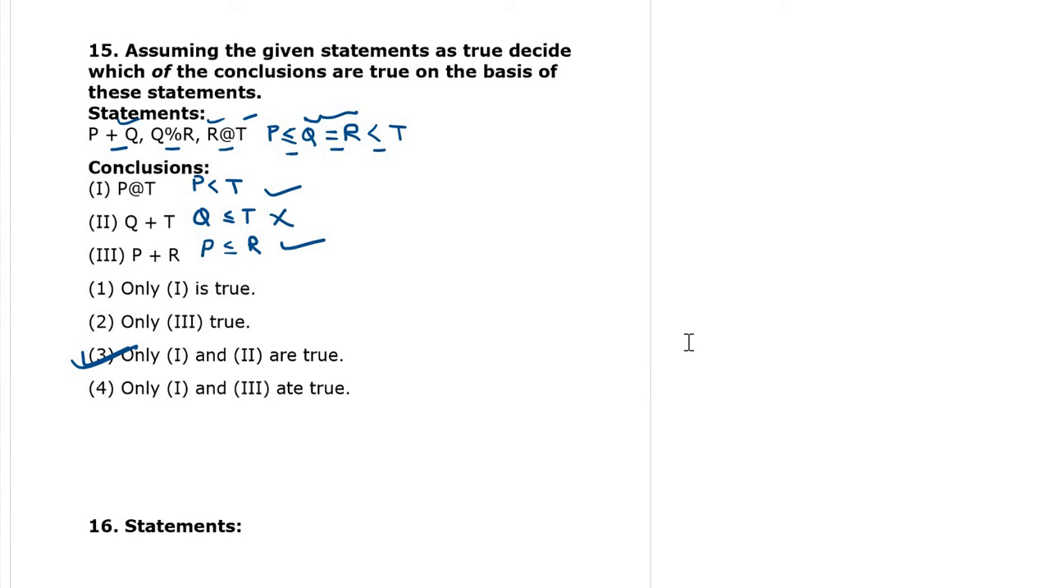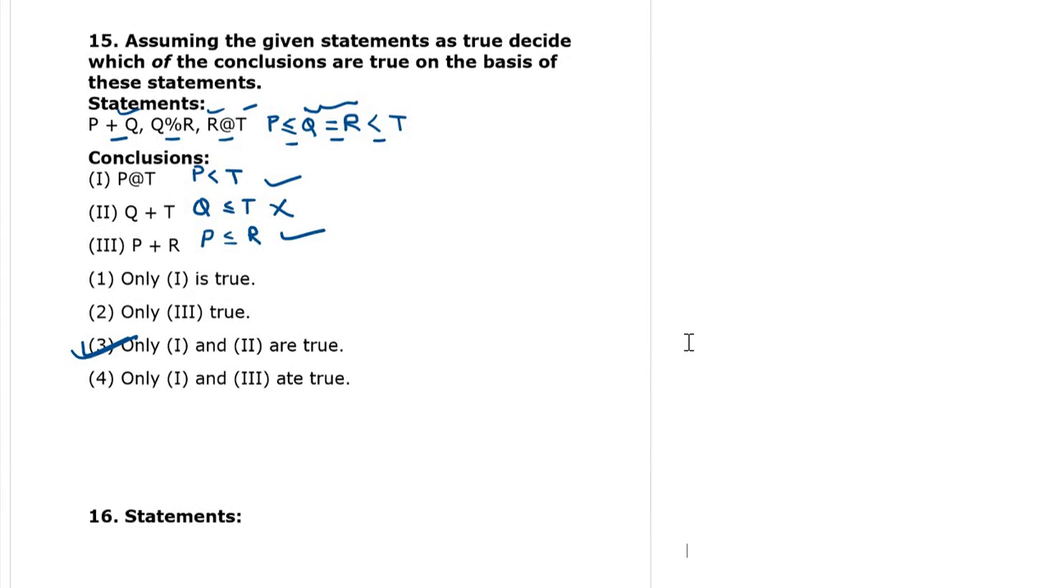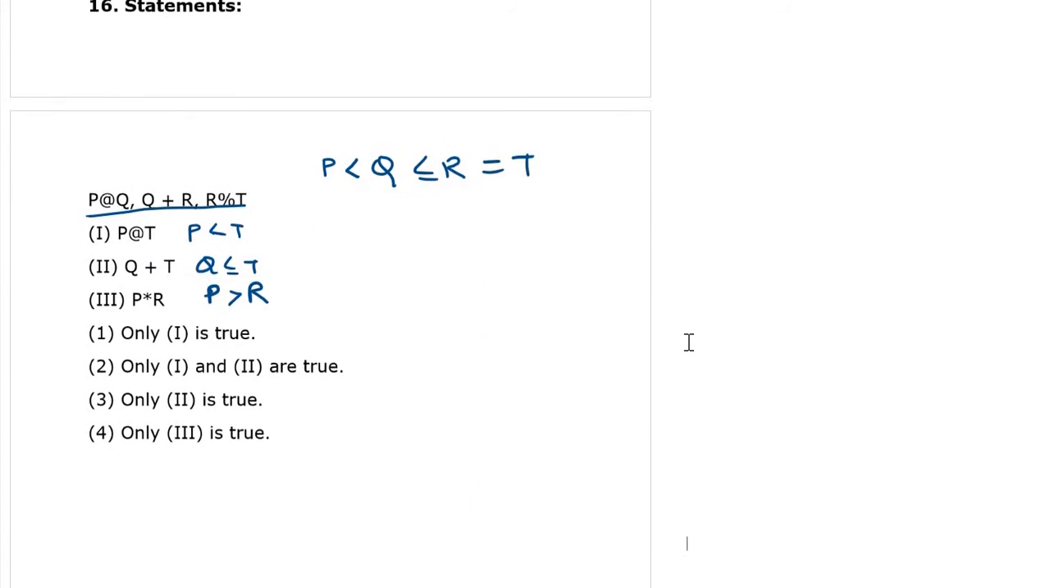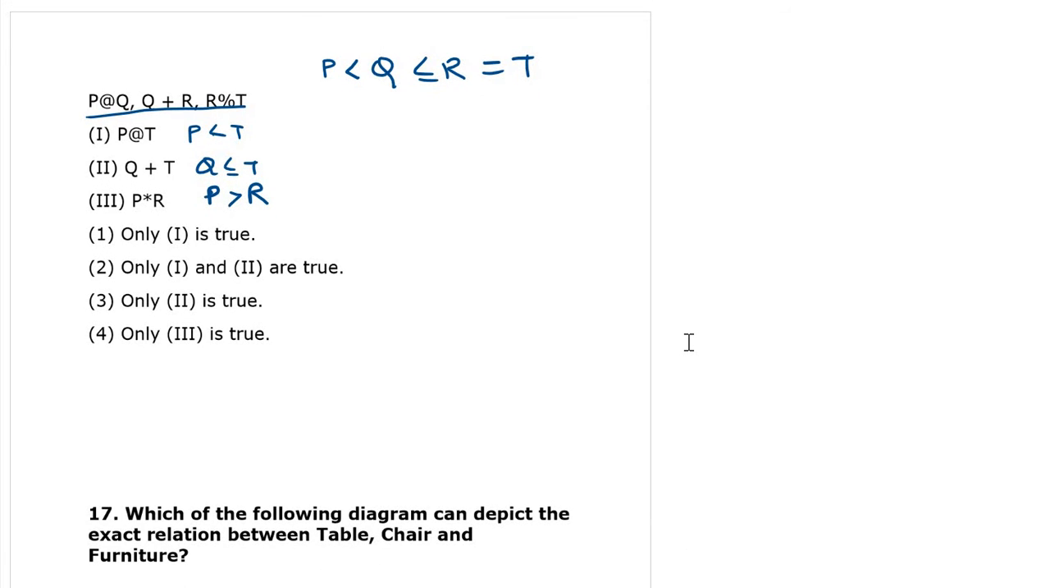Come to the next question. Three questions are given of this type. So if you understand, it will be very easy. First convert the statements. All 3 I converted, and then check the conditions. P less than T, yes, we can write. Q less than or equal to T, not. P greater than R, not possible. So only one is true. Okay. Come to the next question.